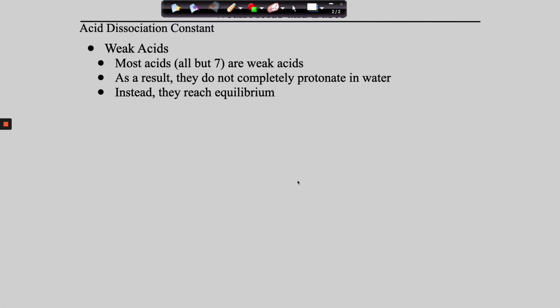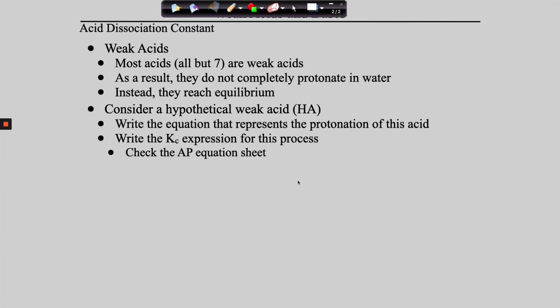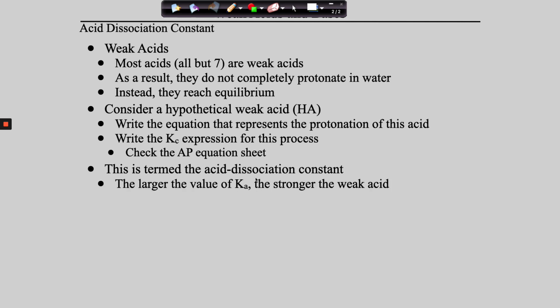All right, so guys, can we agree with these ideas? That weak acids are all but the 7. They don't completely protonate. They reach equilibrium. And guys, we've got this HA expression, which is like Kc. It's on the AP equation sheet. And we're going to talk not about Kcs. We're going to talk about Kas.